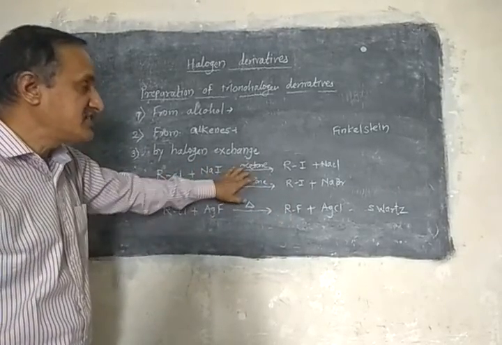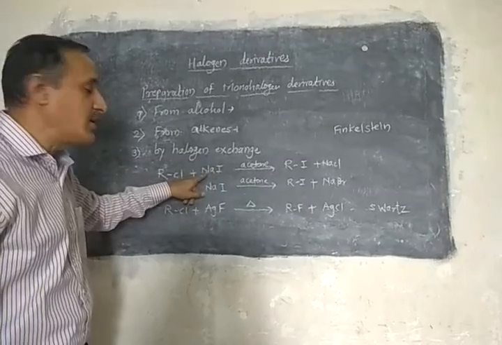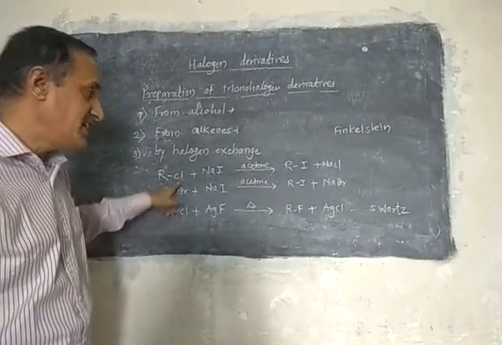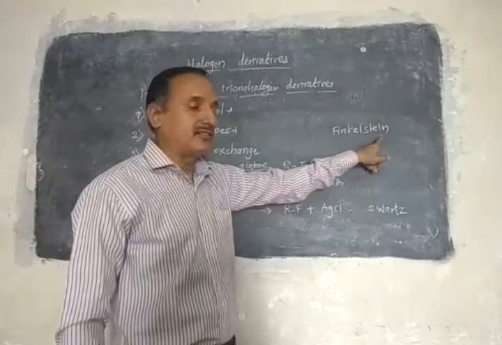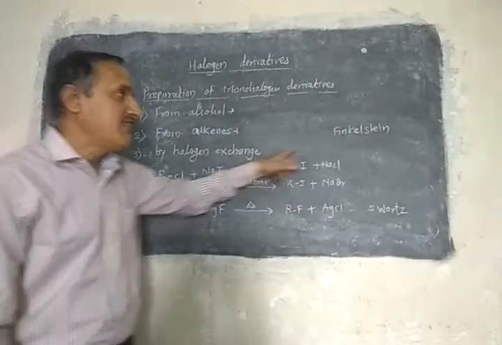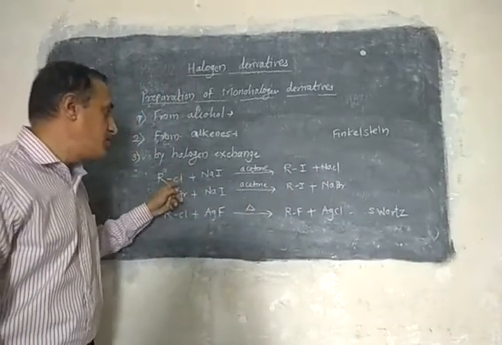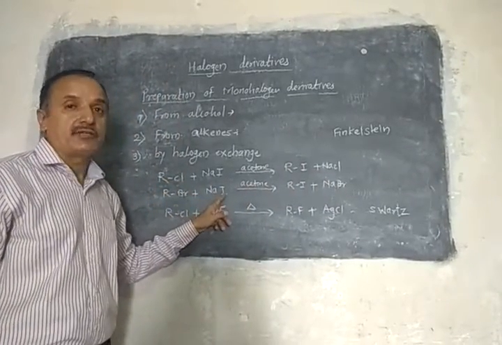So these are the reactions where we use sodium iodide and treat it with the alkyl chloride. It is called the Finkelstein reaction. So this reaction is called the Finkelstein reaction, where the chlorine and bromine are replaced by iodine.